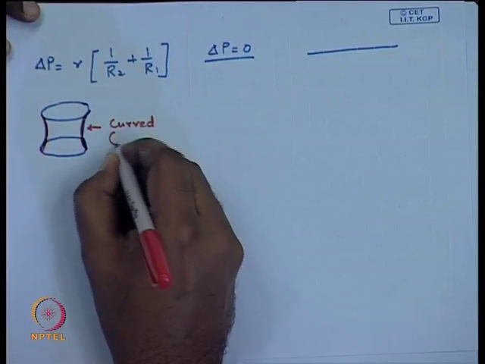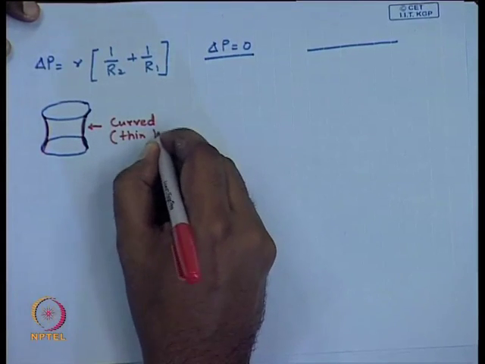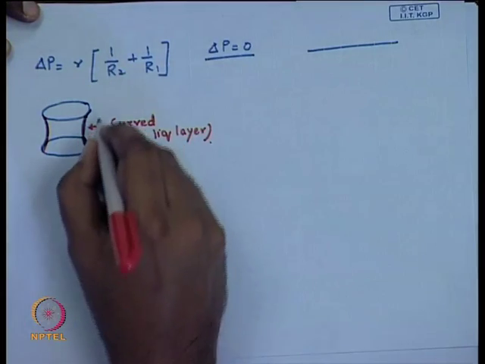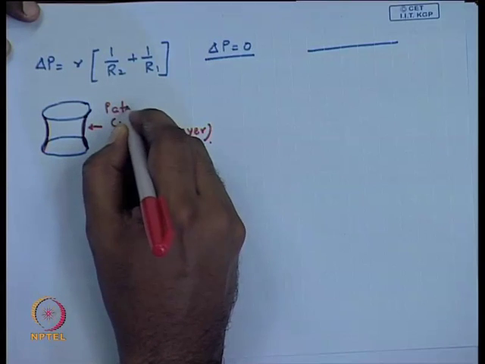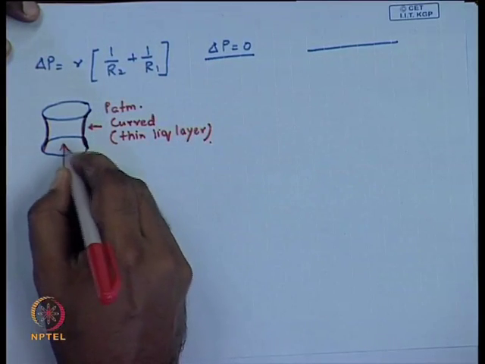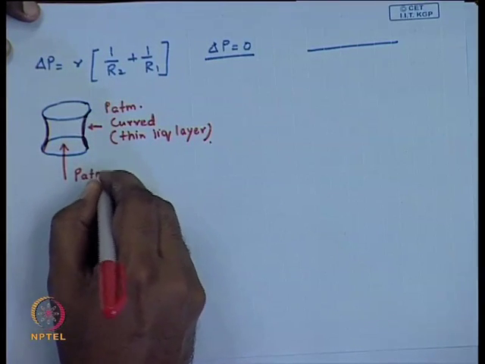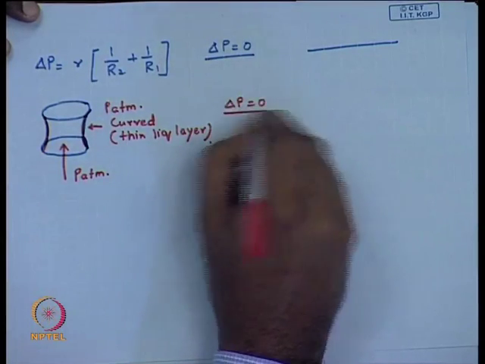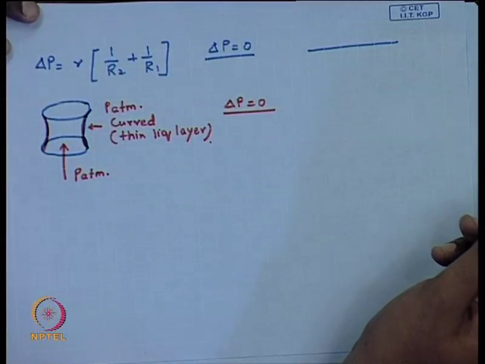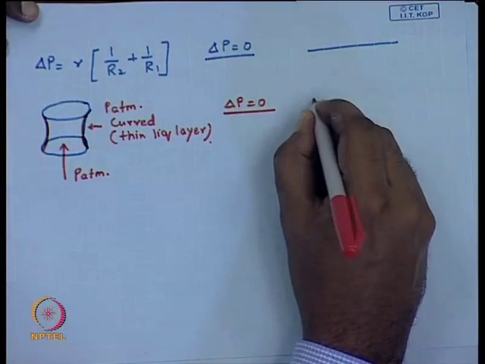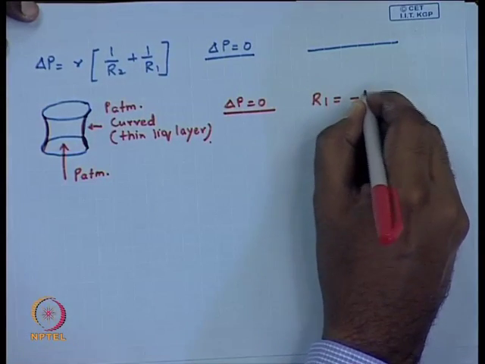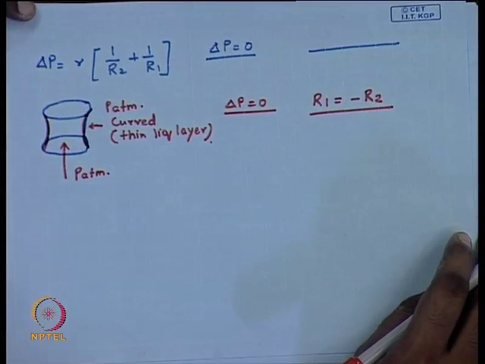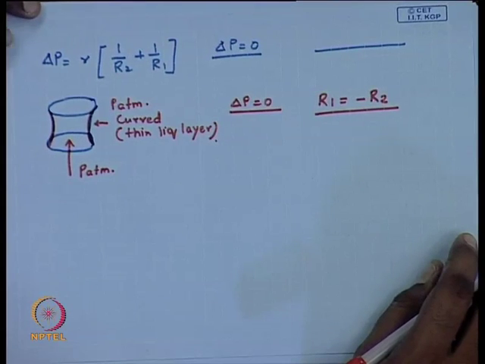it is actually a thin liquid layer, right. However, it is open to atmosphere on this side as well as on this side. So, what you have is delta P equal to 0, but you still have a curved surface. So, what it implies, mathematically, is very simple. You get R1 is equal to minus R2. That is also a condition at which you can get delta P equal to 0.